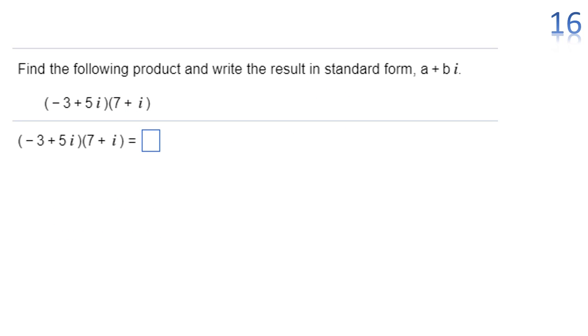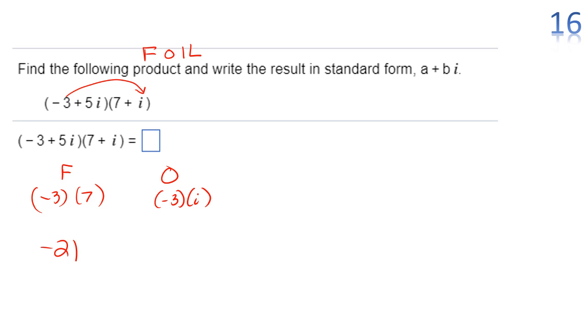Now for here we have complex values again, but we're trying to find the product or multiply. To multiply these two, since they are binomials, we will use the FOIL method. First, outer, inner, last. So let's do this. Negative 3 times 7 is negative 21. That's my first term. Then we'll take the negative 3 times the i on the outer edges. So negative 3 times i would just be minus 3i.